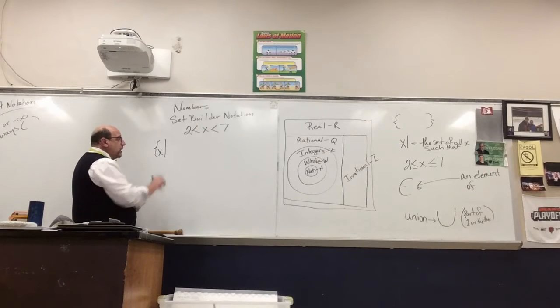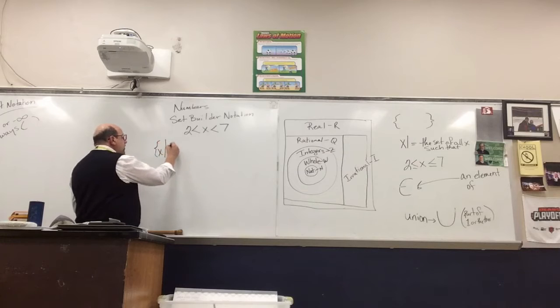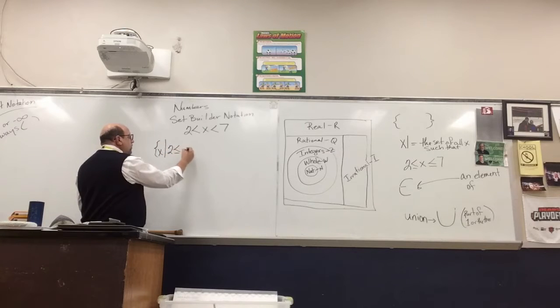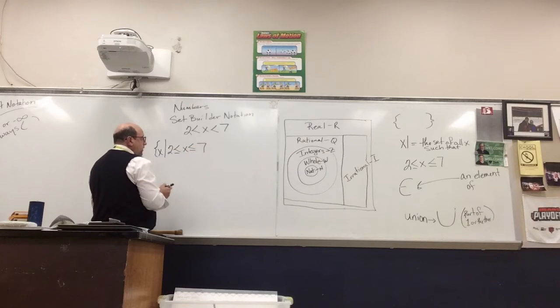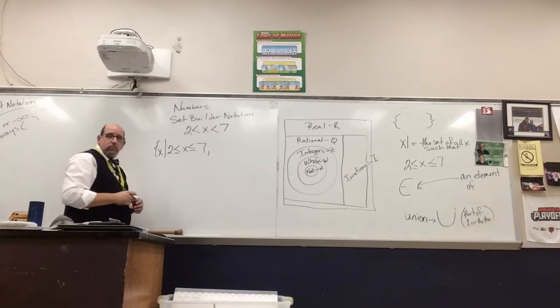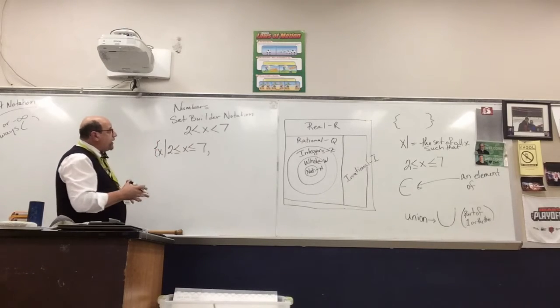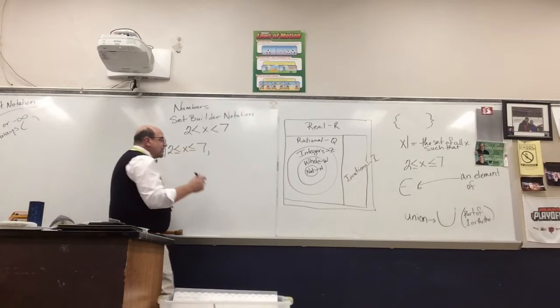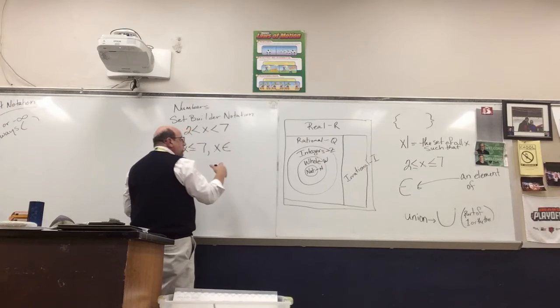Here it is. It's the set of all x such that 2 is less than or equal to x, which is less than or equal to 7. All right? And we're done. Our inequality is there. Now we're going to tell whoever is reading this what x is a set of. x is an element of, I apologize.